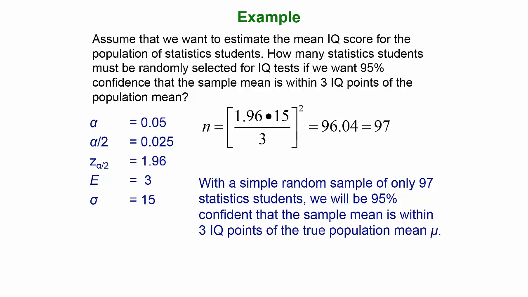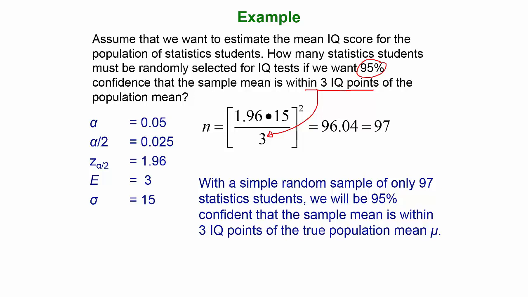So assume that we want to estimate the mean IQ score for the population of statistics students. How many statistics students must be randomly selected for IQ tests if we want 95% confidence that the sample mean is within 3 IQ points of the population mean? So in this, we're told that we want 95% confidence and the sample mean is within 3 points. So notice that we're using the exact number 3 for the margin of error.